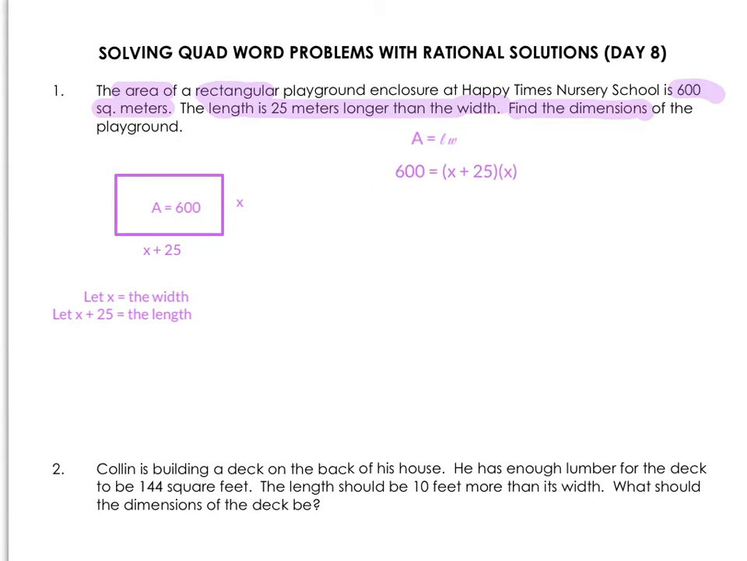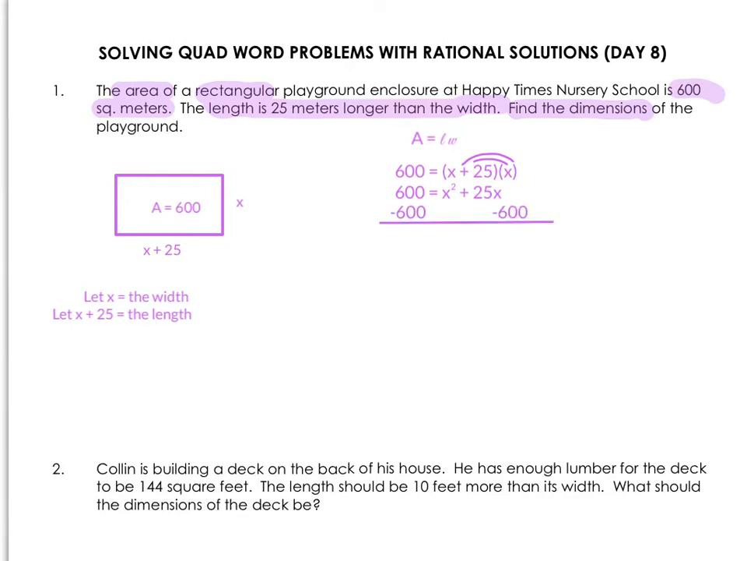So I see the multiplication here, so the first thing that I would do is I'd need to distribute this x into the two things that are in parentheses here. So that will give me 600 equals x squared plus 25x. And now I see, oh, this is a quadratic. I have an x squared here. So since I have this quadratic, now I know that to solve that, I'm going to start by subtracting the 600 over to the other side.